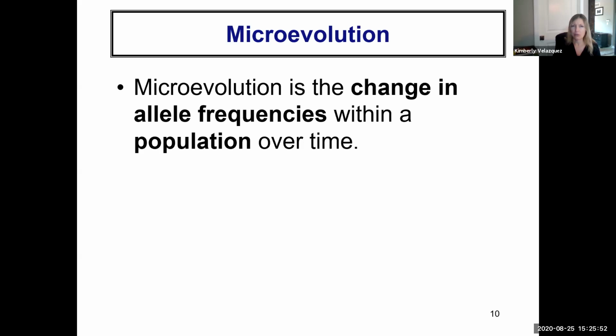Change in allele frequency within a population means at given points in time, you can look at that population and you can choose any trait and look at how common different versions of that gene are within the population. So let's just pick our first example being something that's human related, sickle cell disease. So sickle cell disease is a gene mutation that causes the red blood cells.